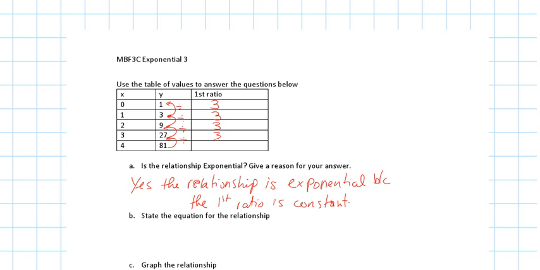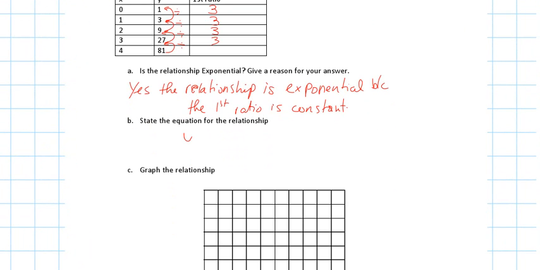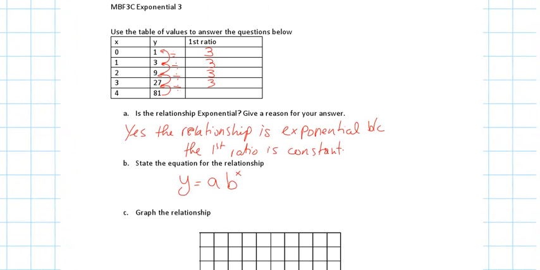Now, we know it's exponential. So what is your general formula for exponential? Y equals a times b to the power of x. What does a represent? In this case, it's 1 because that's my initial value. Remember that whenever x is 0, that's your initial value. So it's 1.